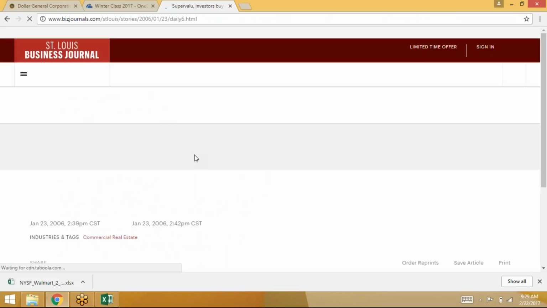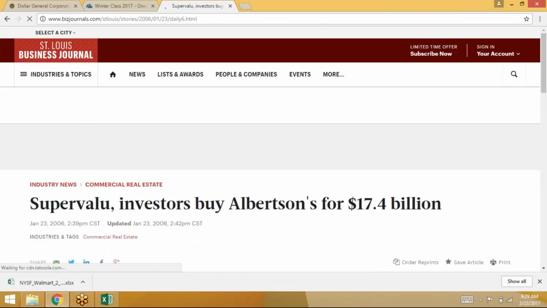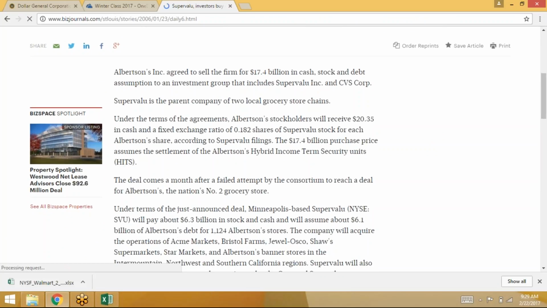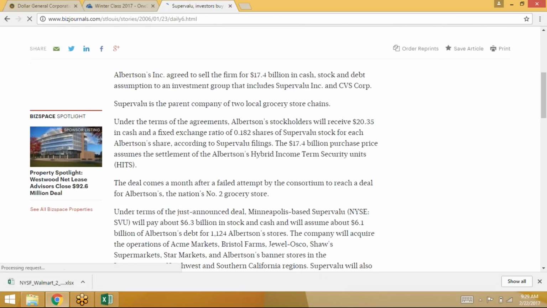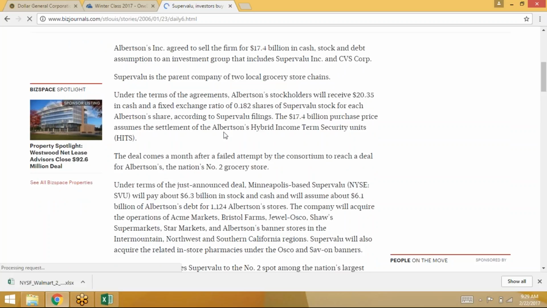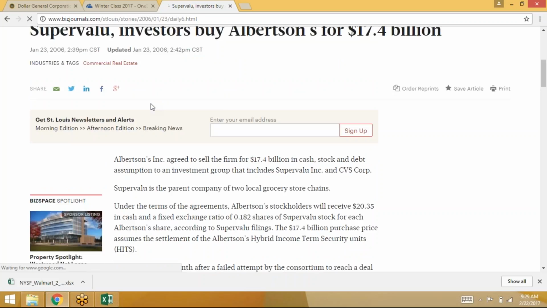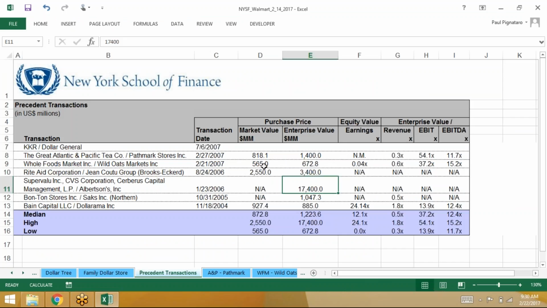So let's see. Here we go. It says right here, Albertsons agreed to sell the firm for $17.4 billion in cash, stock, and debt assumption. So they actually said right there that it includes the debt. So it's enterprise value. That's what I'm saying. They're not going to say enterprise value or market value, okay? So it sometimes won't always be that clear. And we'll see when we look at some others.